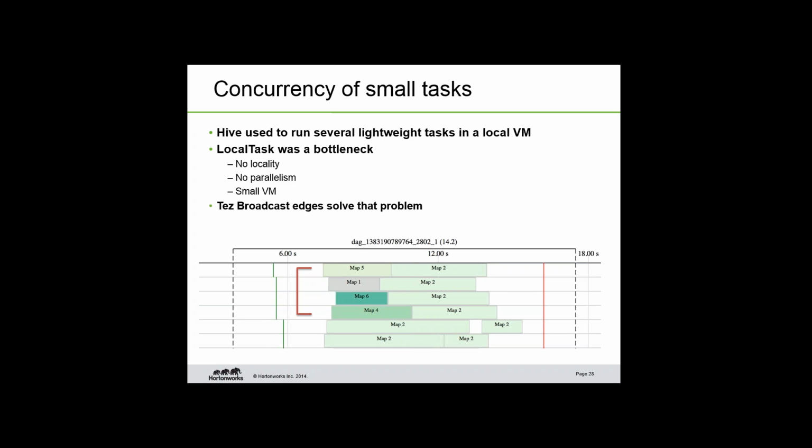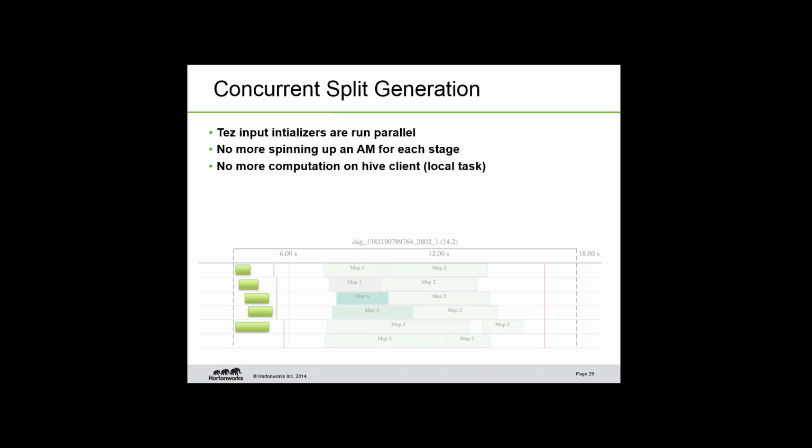Hive is typically used to run several lightweight tasks on the local VM. The local task was a bottleneck because there was no locality, no parallelism, and a small VM. So Tez utilizes broadcast stages to solve the problem, to leverage concurrent split generation. Basically, Tez input initializers are run in parallel. No more spinning up of the AM for each and every stage, and no more computations on the Hive client as a local task, for faster processing and optimized performance.